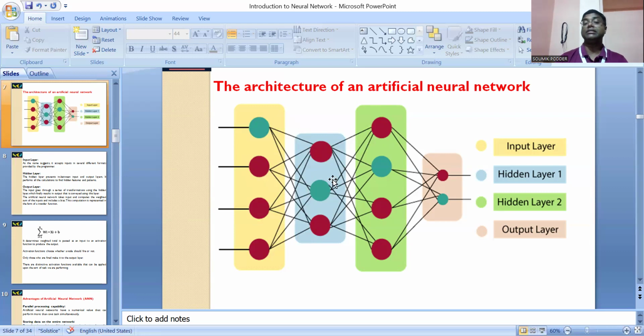formula. That means each hidden layer 1 node is connected with each hidden layer 2 node. So therefore, 3 cross 4, that is 12. These 12 combinations will be further reduced to these 1, 2, 3, 4, 5, 6, that is 4 into 2, 8 connections. So in this way, we can easily predict.